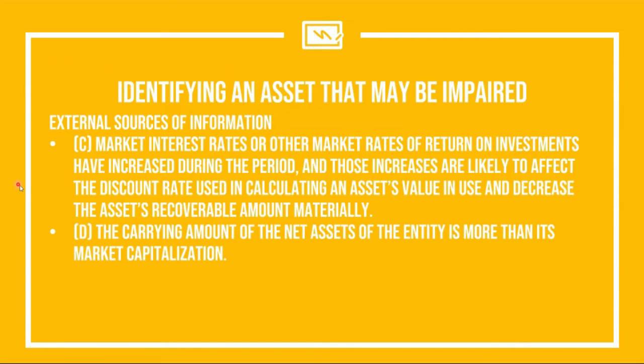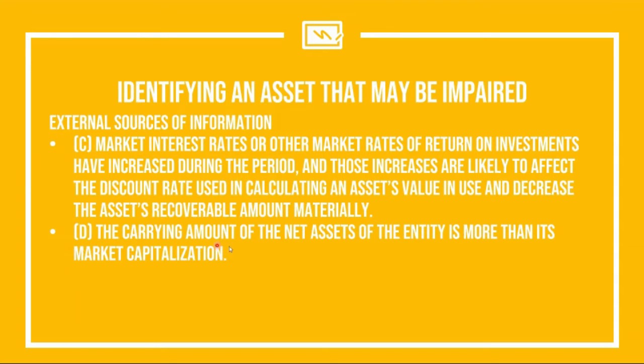And letter C, market interest rates or other market rates of return on investments have increased during the period, and those increases are likely to affect the discount rate. So, of course, if the market rate increases, it means that the present value will actually decrease. If the present value will decrease, this means that the initial valuation will now be reduced. Therefore, it will result in impairment.